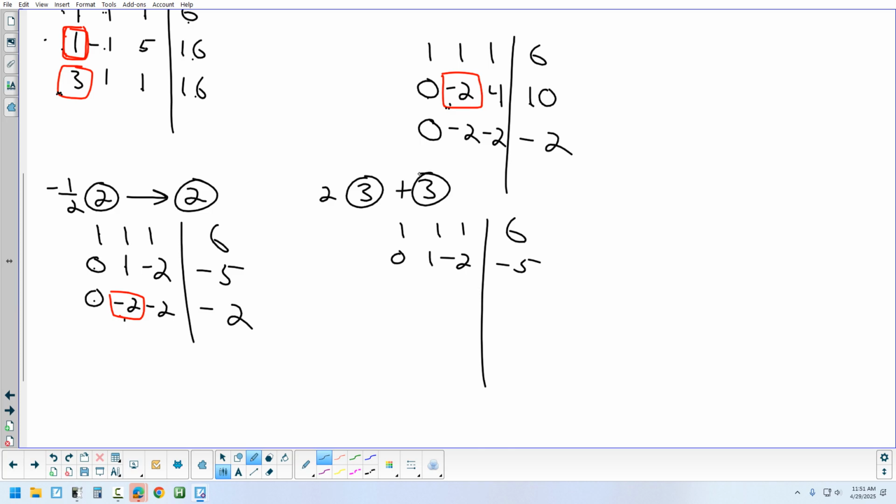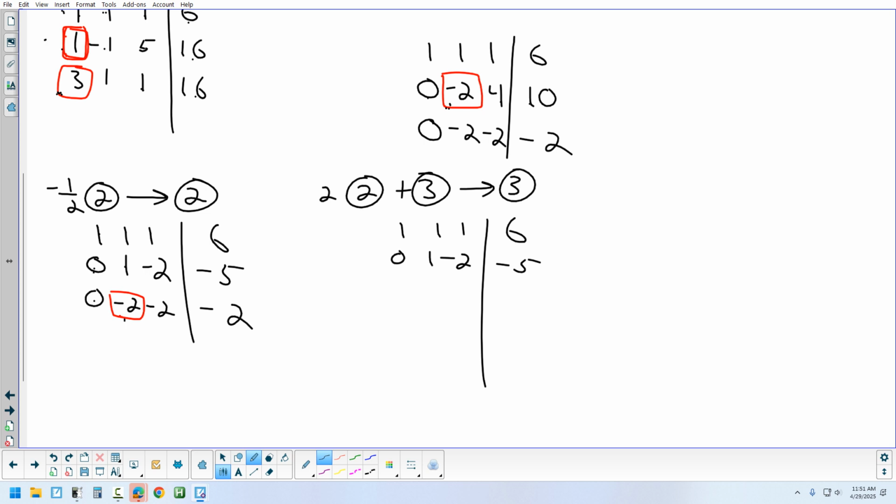I'm sorry, double row 2. Wrong number. We're going to double row 2 and add it to row 3. And where are we going to put that answer? In row 3. Yep. Okay, so double and then add.